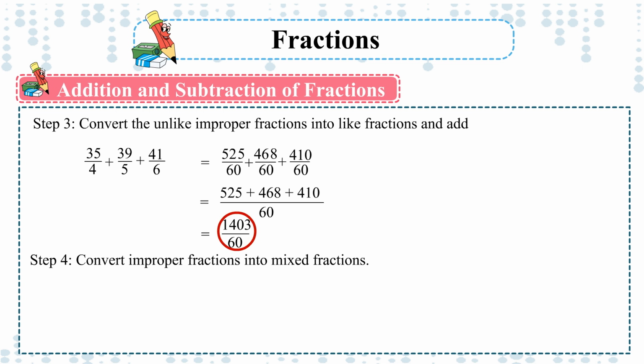Step 4. Convert improper fractions into mixed fractions. 1403 upon 60 is equal to 23, 23 upon 60. Answer. 23, 23 upon 60.